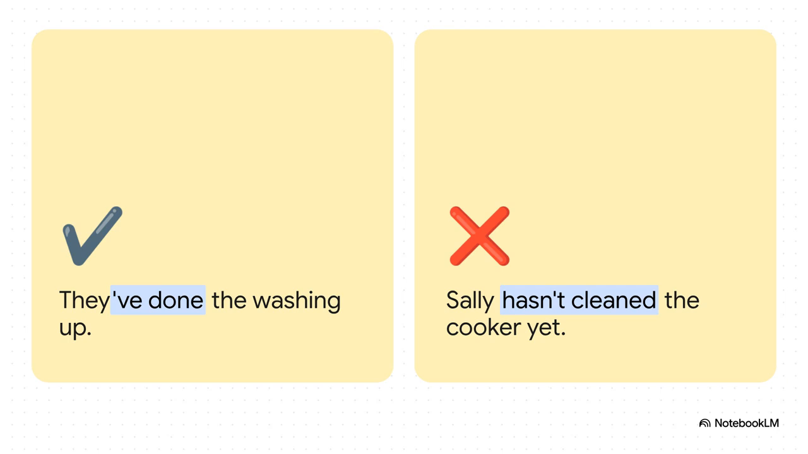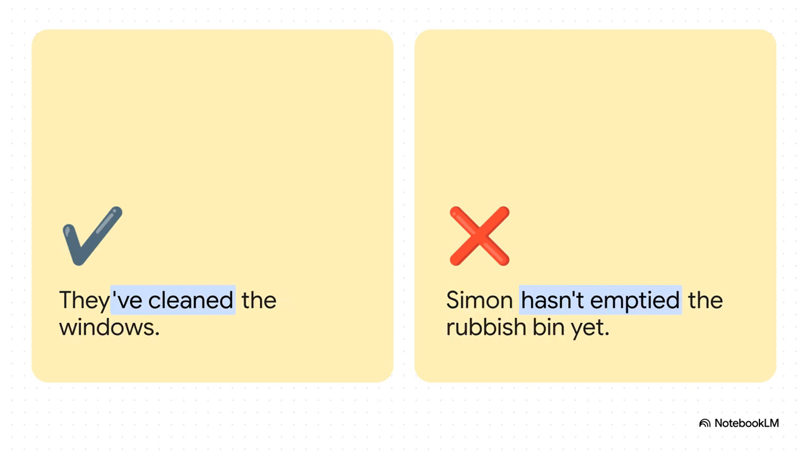And see that little word yet? That's a huge clue that tells us we're still waiting for this to happen. Let's move on to the next piece of evidence. Another positive. They've cleaned the windows. And the result in the present is that sunlight is streaming in through sparkling glass. Awesome. But on the other side, Simon hasn't emptied the rubbish bin yet, which means right now the bin is probably overflowing. A past non-action with a very clear present result.